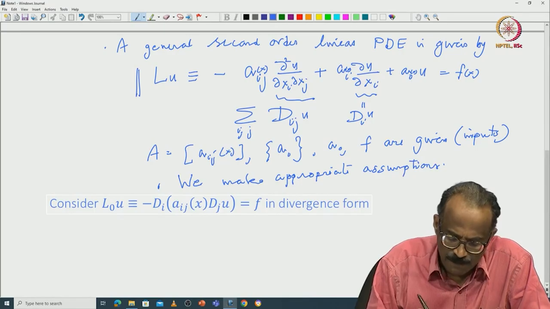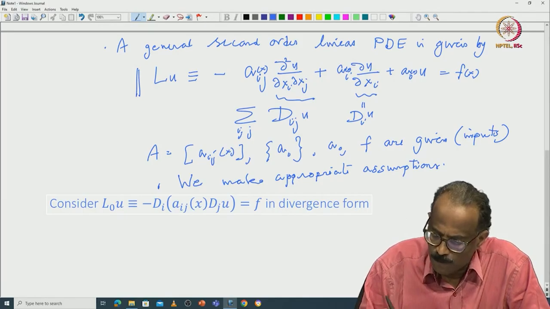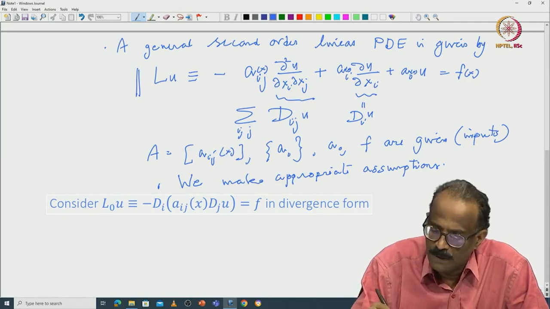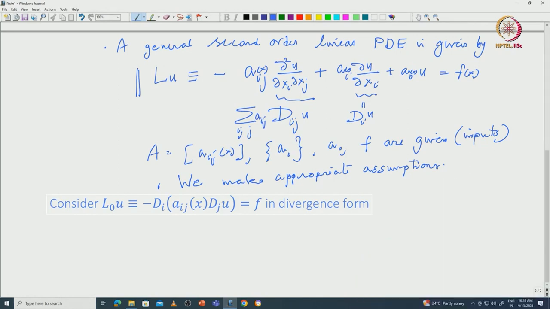Okay. First we will start, and we will come back to this general case a little later. So, first consider L_0 of u equal to minus a_ij of x d_ij of u equal to f. That means you are assuming a_i equal to 0 and a_0 identically 0. We will discuss these kinds of assumptions. So, let me start with the definition. We will give some motivations.